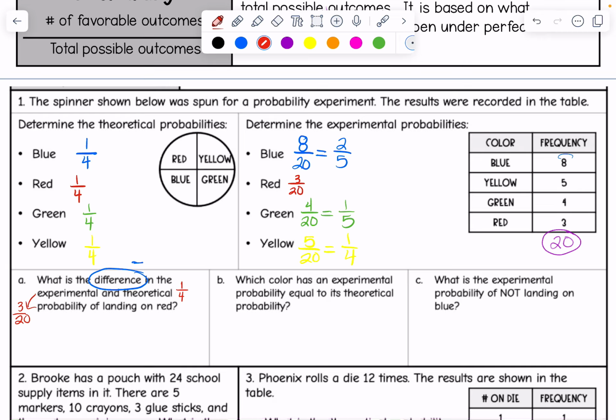Since I'm going to need to subtract these, I need to find a common denominator to be able to compare them. A common denominator for 4 and 20 is 20. If I multiply 1/4 times 5, I get 5/20. So now, theoretically, out of the 20 times, I should have landed on red 5 times. And what actually happened is I landed on it 3 times. Now we can subtract them to find the difference. The difference here is 2/20, which is equal to 1/10.